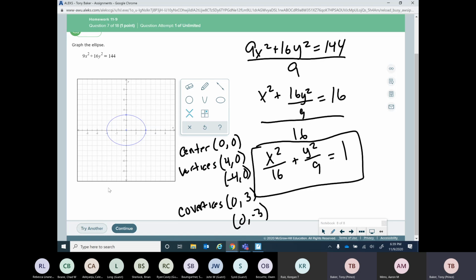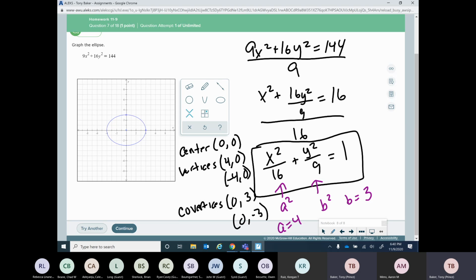So your vertices, the reason why I'm adding subtracting 4 is because it's the square root of 16. Because remember, the formula for this part right there is a squared, and that's b squared. And I want a and b. So that's where a is 4, and b is 3.